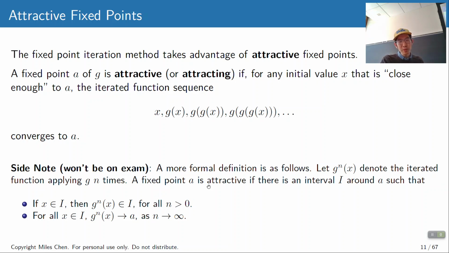So a little bit more formally, we're going to say g super n of x denotes the iterated function of applying g n times. And we're going to say for all x, this quantity converges to A as n goes to infinity, okay?